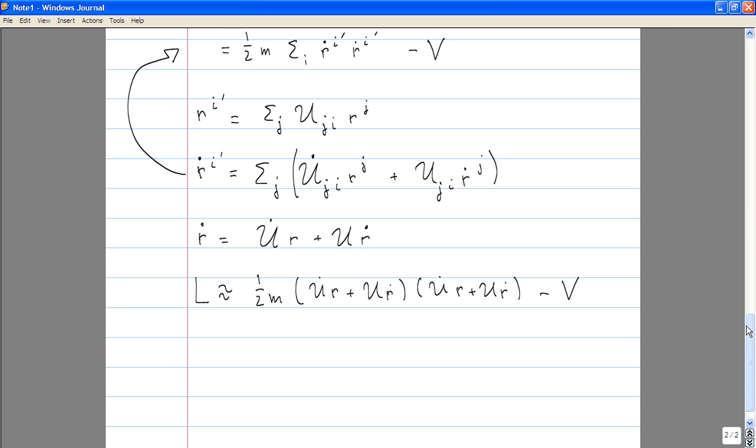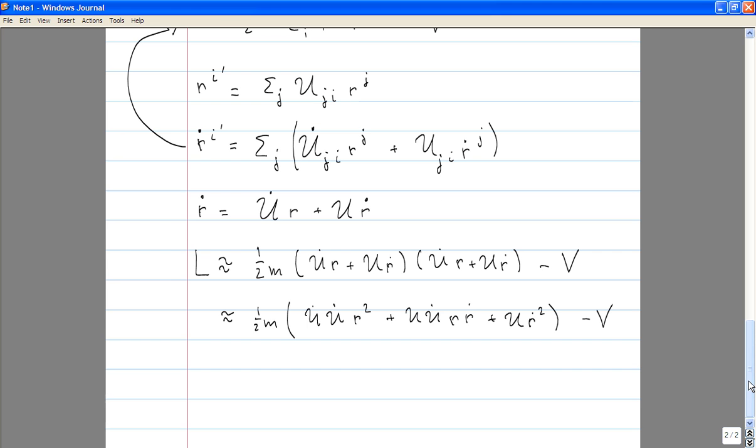I hope you don't mind that I'm just going to forget about my indices for the time being. I encourage you, if you're feeling bored this weekend, to put all the indices back in and write down these expressions precisely. But because I'm just rederiving something we already know, I won't bother to do that. So this Lagrangian is something like 1/2 m times 3 terms: a U dot R squared term, a U dot R dot term, and a U R dot squared term.